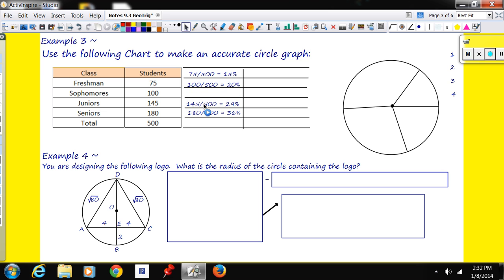Okay, so this needs to go down here. 75 out of 500 students, there's 500 total. 75 of those students are freshmen out of 500, that's 15%.